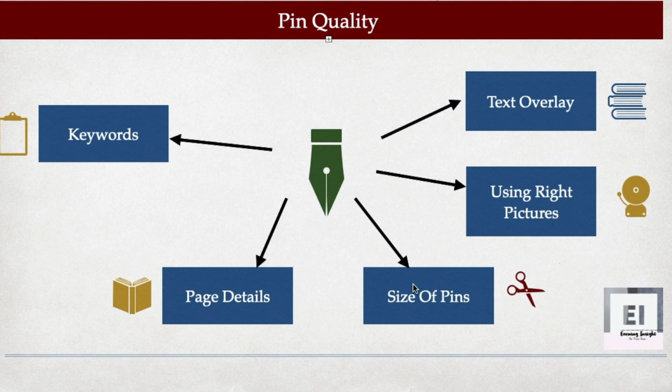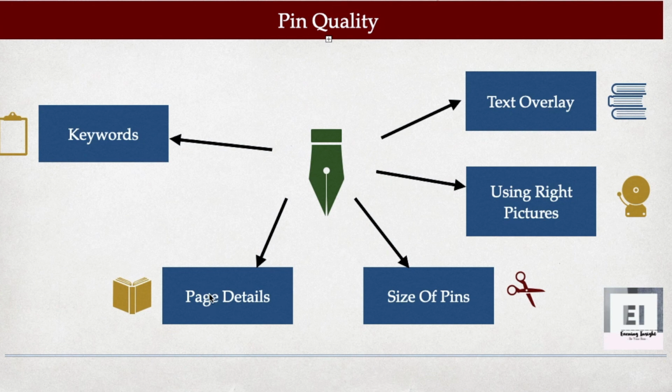So guys, the next important point is the size of your pin. You know that Pinterest is basically promoting pins which are in a 2:3 aspect ratio. This is what has been declared by Pinterest officials as well. So you have to use pins of 2:3 aspect ratio, and what I also recommend is creating a pin of 1000 by 1500 pixels in size.